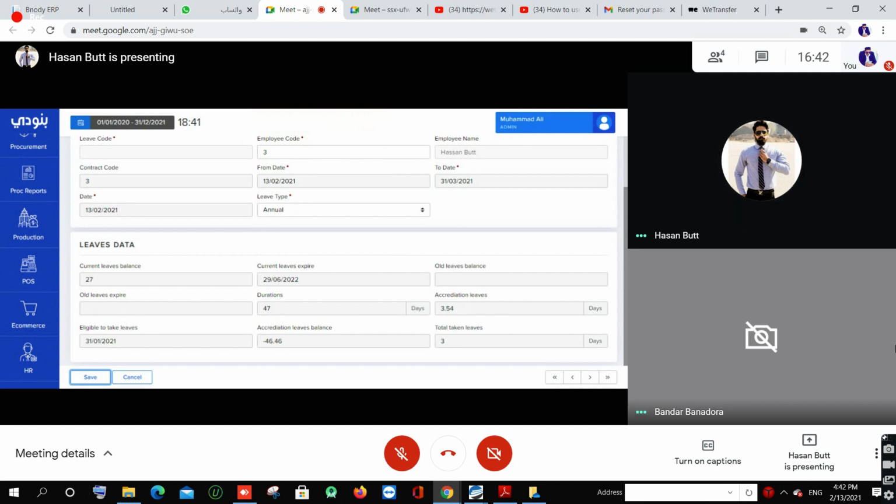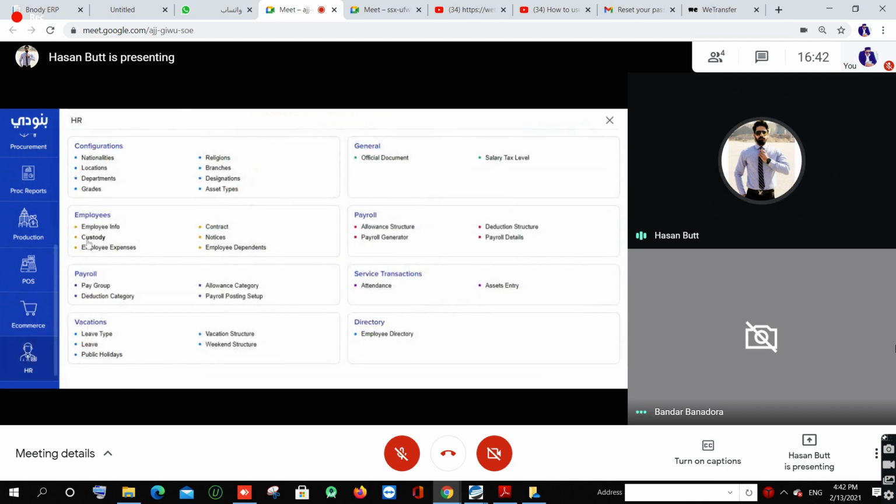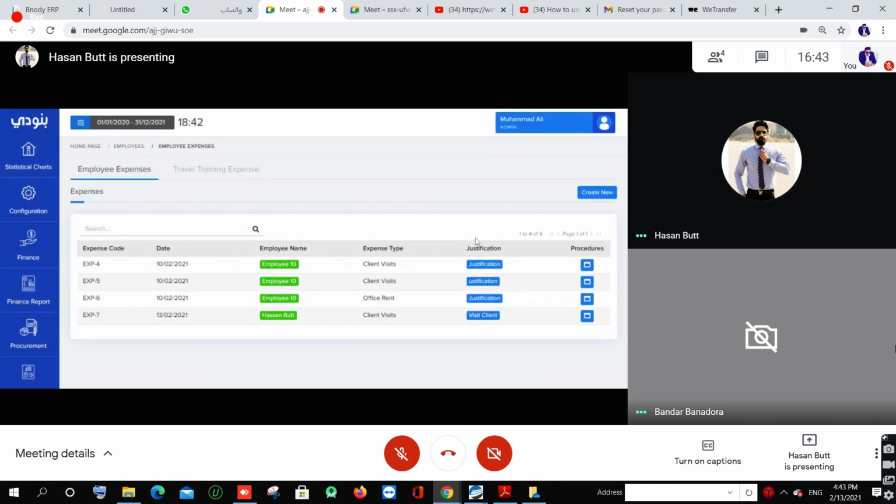Okay, brothers. So our employee dependents, our employee info, the contract, the notices, and the custody are clear. Now we are heading towards the employee expenses. Here you can see we have different types of expenses in any company. It can be the client visit, it can be the travel. Most likely we have 3, 4 or 5 types of expenses. It can be 10 or 20 as well, but most likely we have 4 or 5.